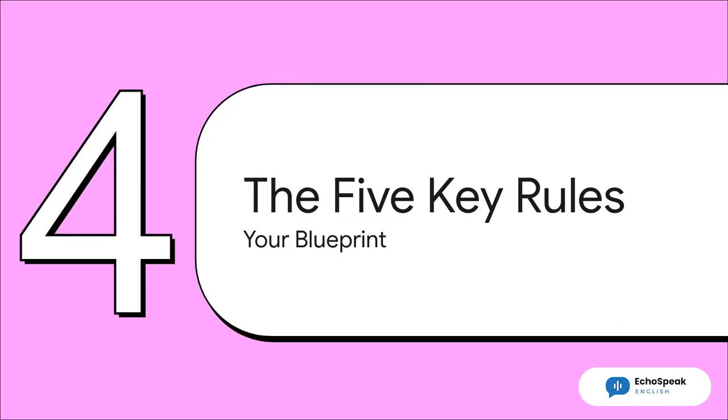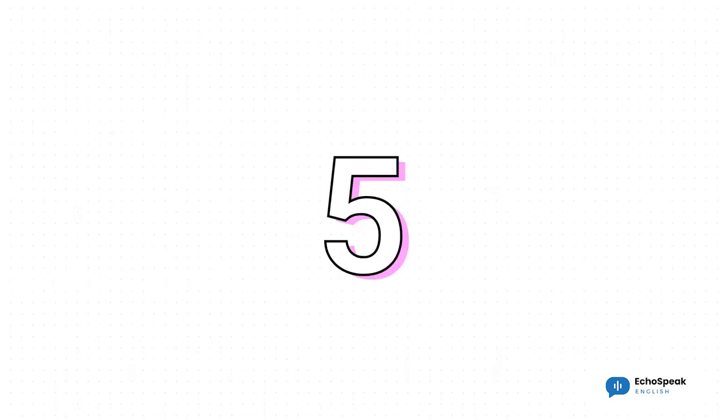Phew, we've covered a lot of ground, right? From the basic SVO recipe all the way to adding details. So now, let's pull it all together and create your blueprint. These are the key rules you need to remember to build perfect sentences every single time. It really all just comes down to 5 essential rules. Think of this as your personal cheat sheet for perfect English sentences.